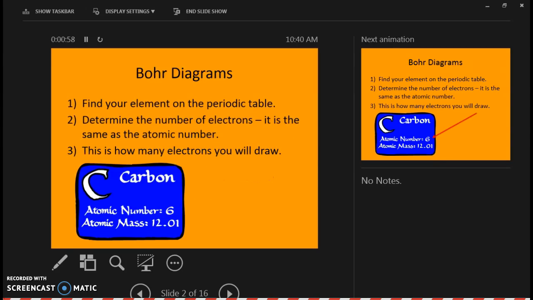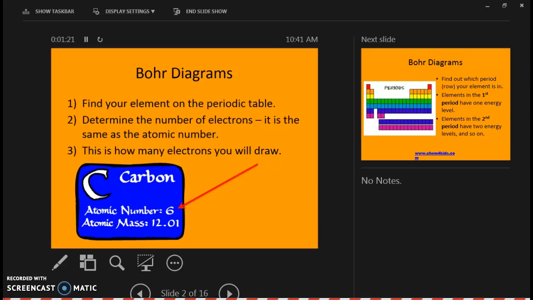All right, so the first thing that you need to do with a Bohr diagram is find your element on your periodic table. At this point, your periodic table should be nice and pretty with all of the colors that we've been working on for the past few days. What you need to do next is determine the number of electrons. We already know how to do that. Remember, it's the same as the atomic number, and that's going to tell you how many electrons you're going to draw. For example, carbon, its atomic number is 6, so that is telling you that there are 6 electrons.